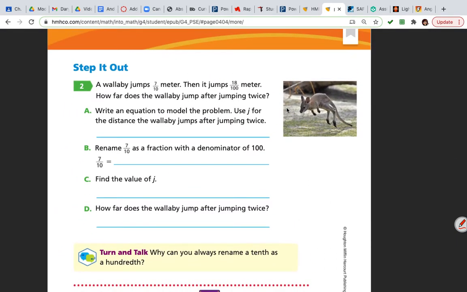On the next page, it says a wallaby jumps 7/10 meter, then it jumps 18/100 meter. How far does a wallaby jump after jumping twice? So we're using 7/10 and 18/100. Write an equation to model the problem. Use J for the distance the wallaby jumps after jumping twice. So we're going to say 7/10 plus 18/100 equals J. That's not a very pretty J.